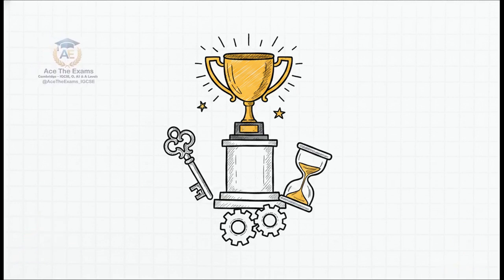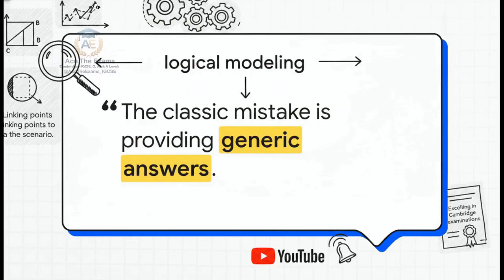Students who implement these mathematics strategies see an average improvement of 2 grade boundaries, but only if they practice consistently with our weekly videos. Before we wrap up, I want to leave you with this incredibly profound quote directly from the Principal Examiner Alert. The classic mistake is providing generic answers. Always link every point to the given scenario. You have to internalize this. Never forget that mathematics at the A level is not just about moving abstract numbers around a page, it is fundamentally about logical modeling and highly precise communication.